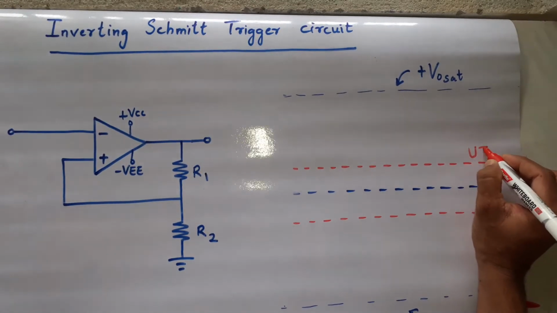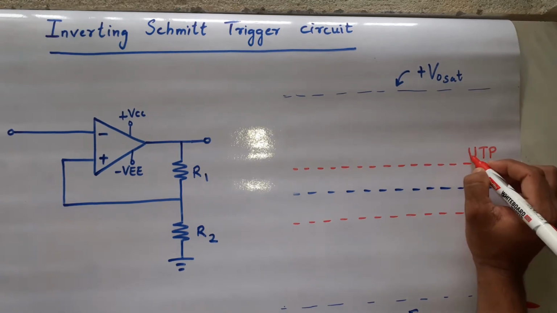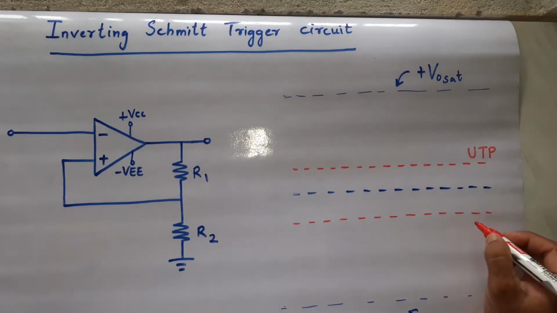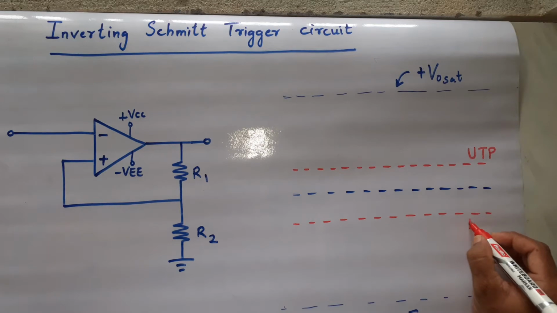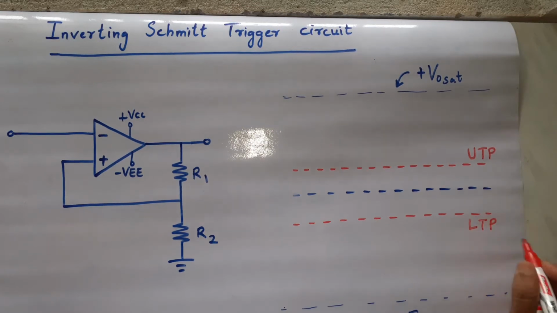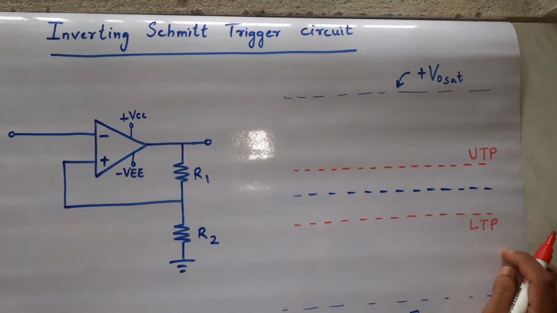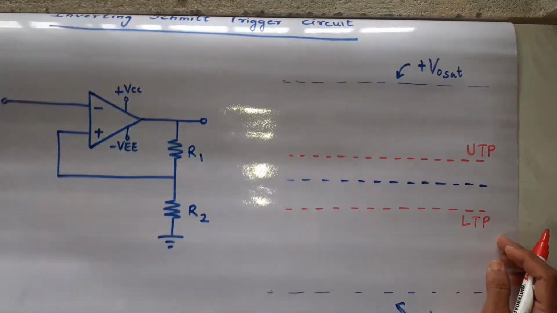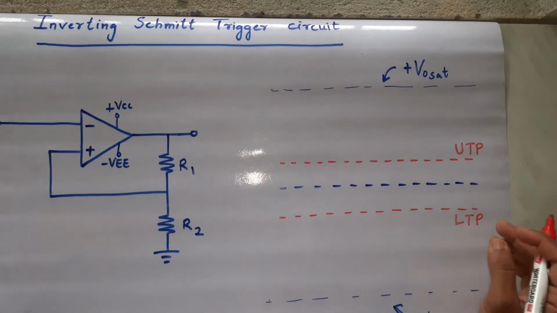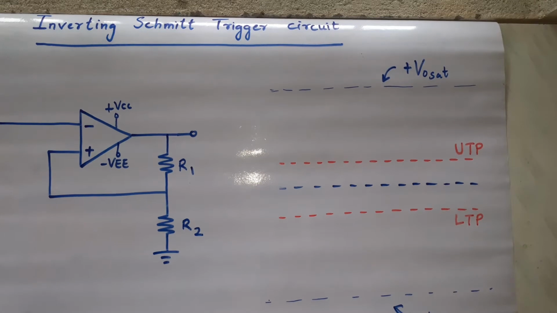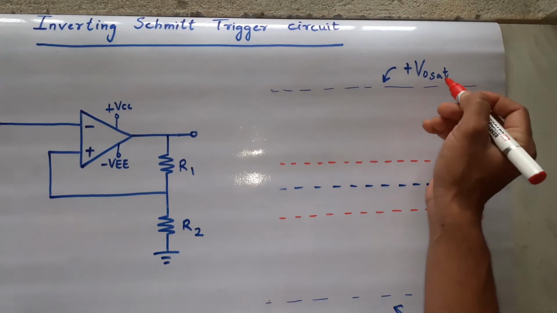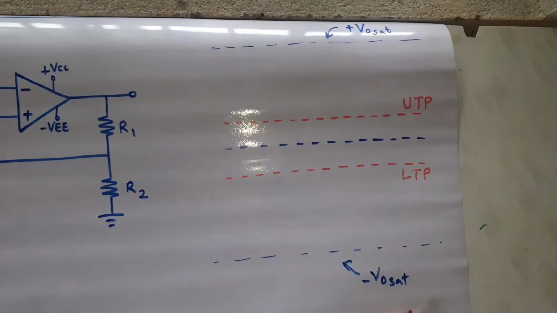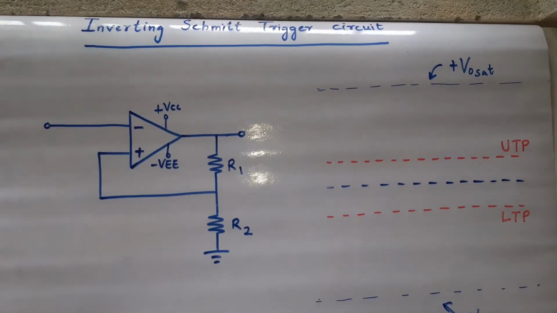UTP, upper threshold potential, and the lower reference potential is LTP, lower threshold potential. Okay, so this UTP and LTP will be acting as the reference voltage for your inverting Schmitt trigger circuit to change its output from positive V naught sat to minus V naught sat and minus V naught sat to positive V naught sat. Okay, and the circuit for doing this is this.